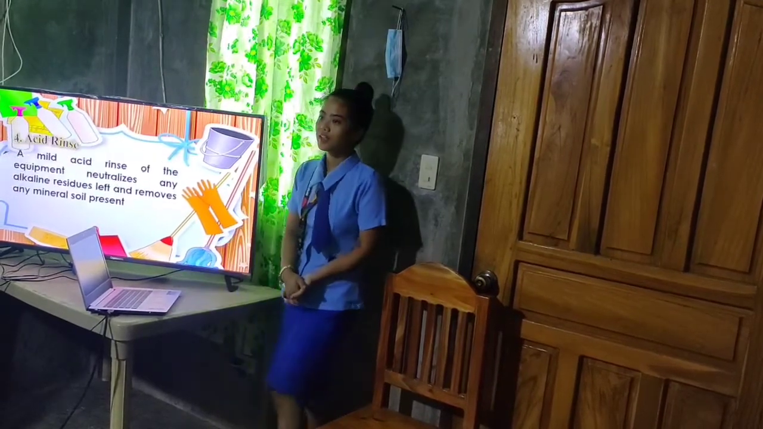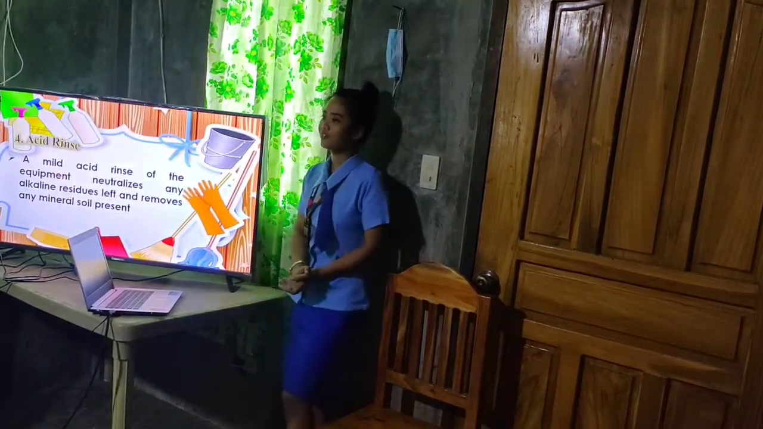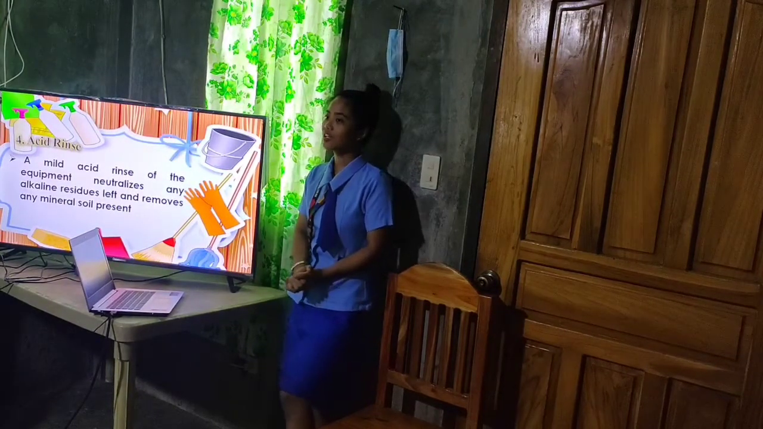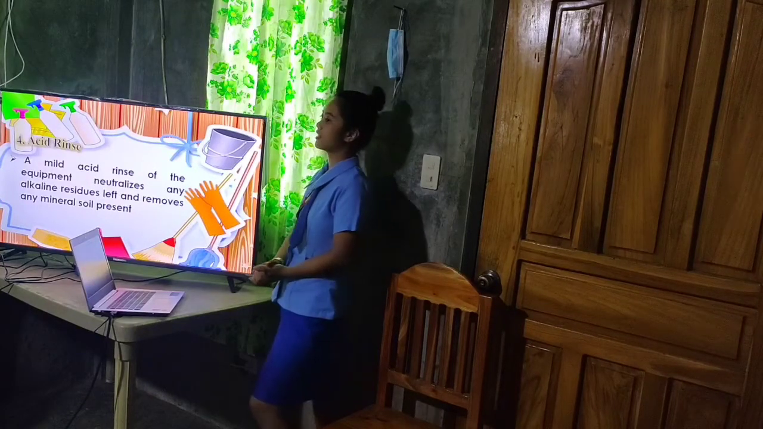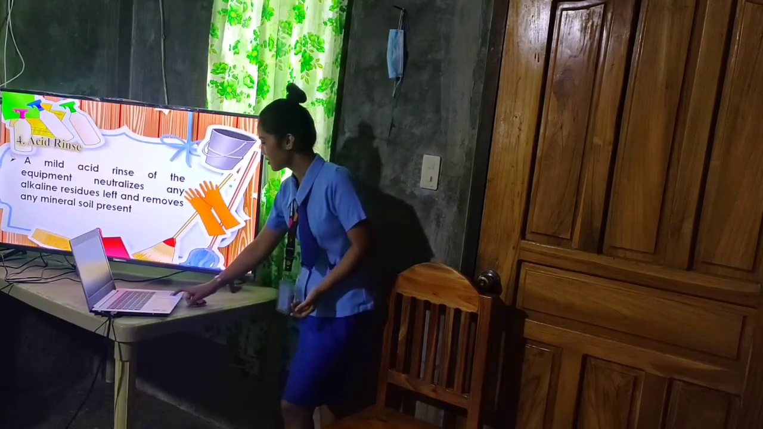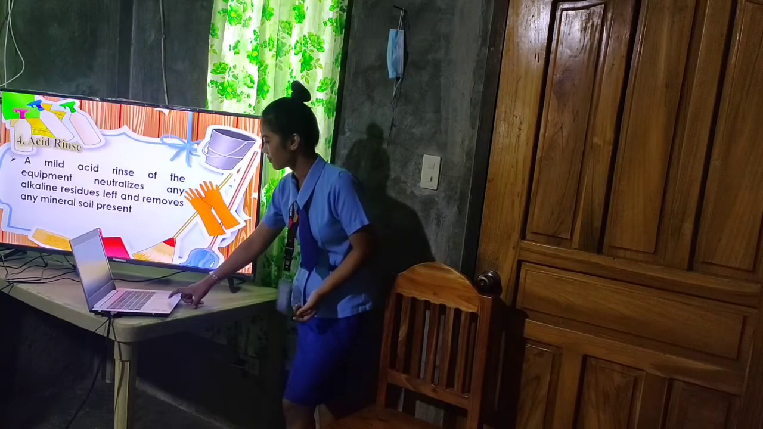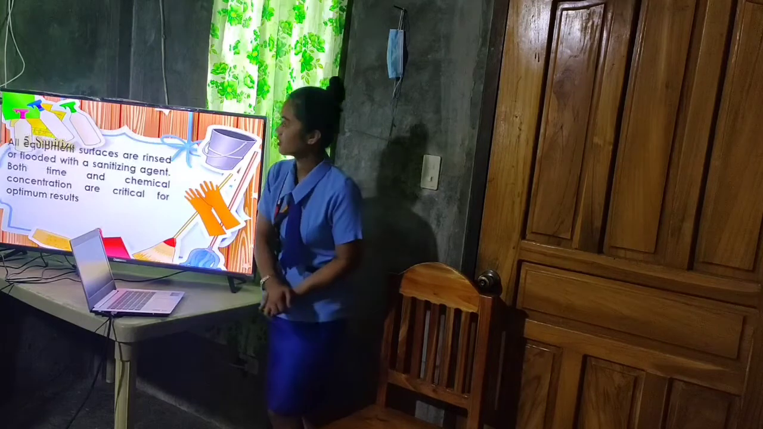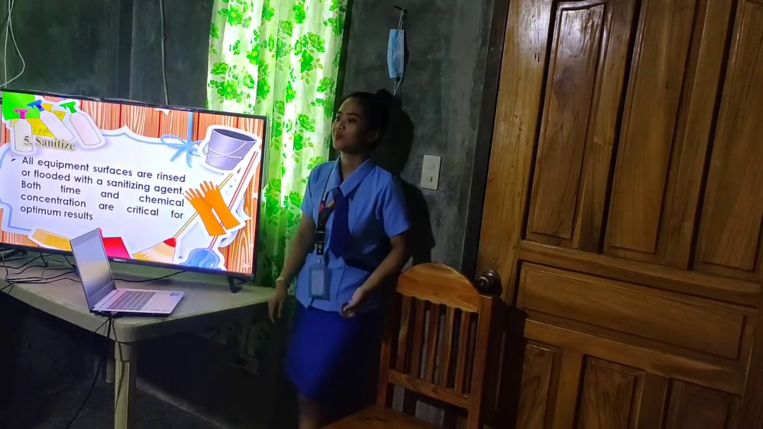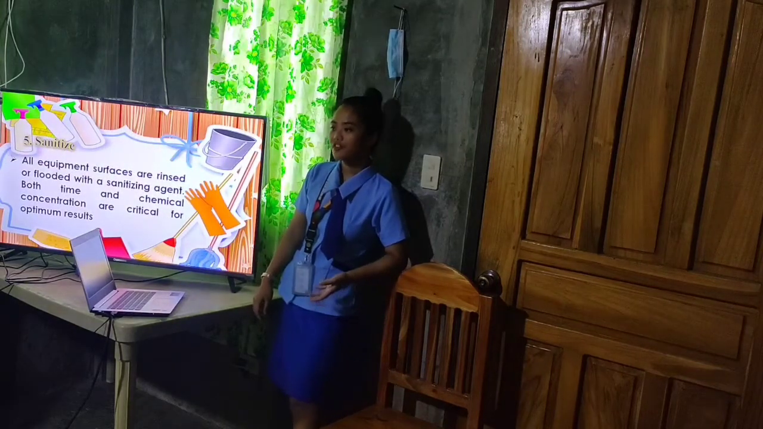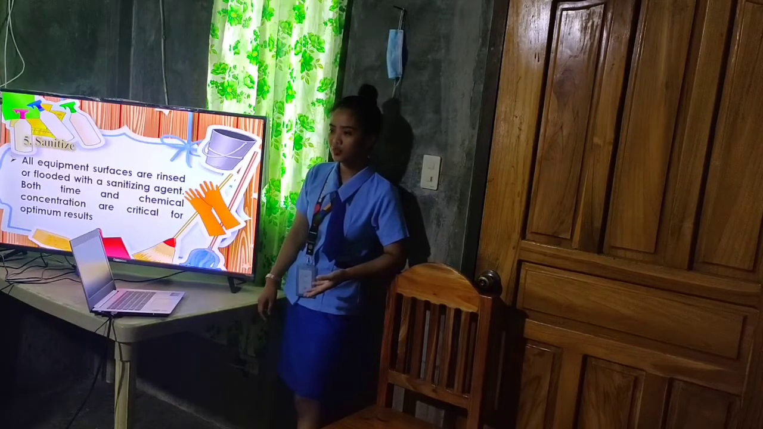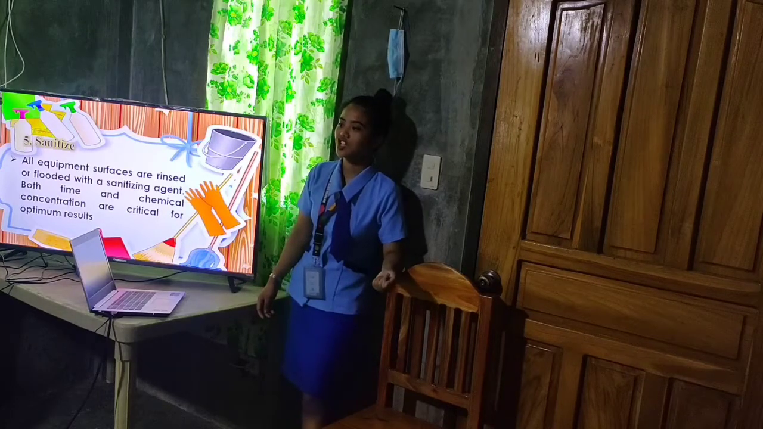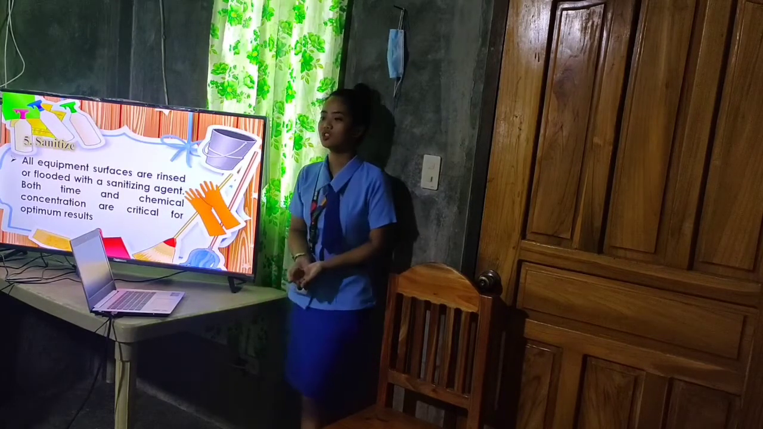Acid rinse. It is a mild acid rinse of the equipment, neutralizes any alkaline residues left and removes any mineral soil present. So last is number 5. Sanitize. So, all equipment surfaces are rinsed or flooded with sanitizing agent. Both time and chemical concentration are critical for optimum results.